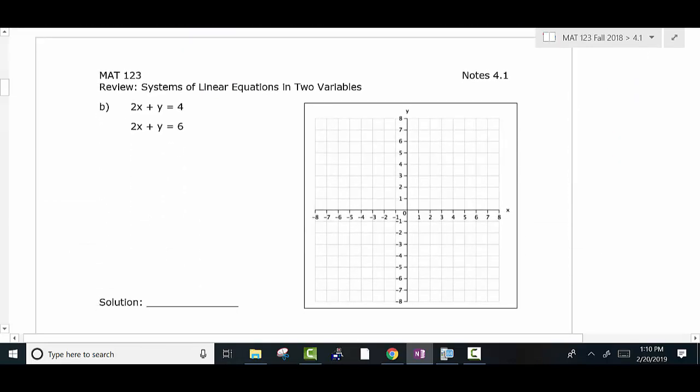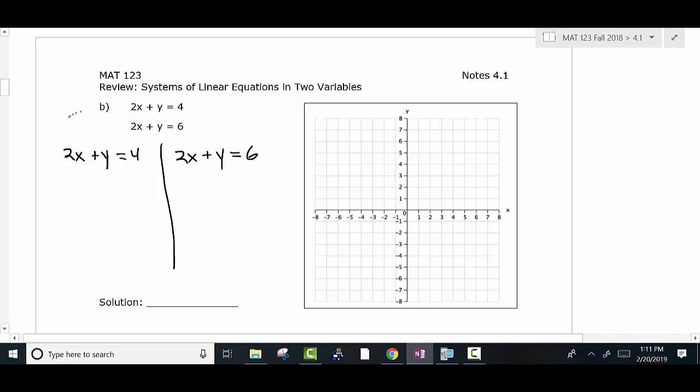Okay. On part B, we're going to do the same thing. Okay, we're going to just write down your two equations. We're going to solve for y, and then we're going to graph, and I'll kind of show you what happens on this then. Okay? All right, so these are fairly easy.